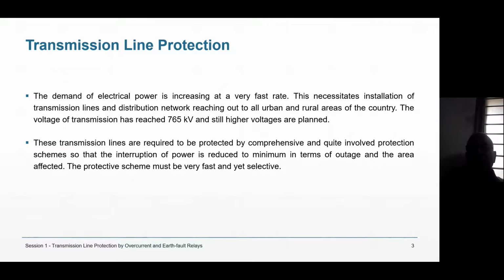So when you are transmitting power from one end to the other, you have to protect the transmission line, as I told you, up to 66 kV we will be protecting by overcurrent and earth fault relays. But the very important thing, the requirements: speed, discrimination, selectivity, and reliability.